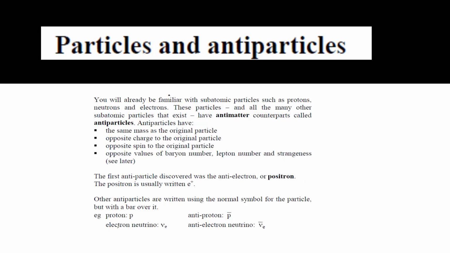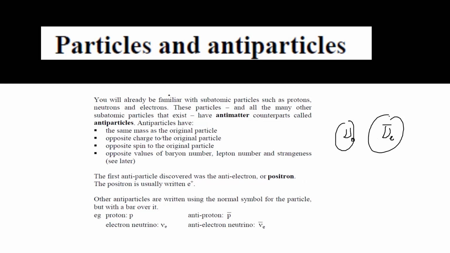Here is another particle, the electron neutrino. This is not the electron; this is another particle. The antiparticle of this will be the anti-electron neutrino. If the symbol of the electron neutrino is the Greek letter nu with subscript e, then the anti-electron neutrino will be nu e with a bar. So this is a particle and this is the anti-electron neutrino, or antiparticle.